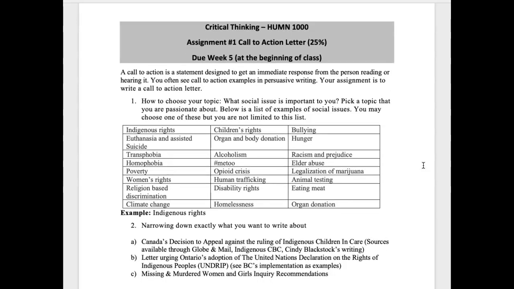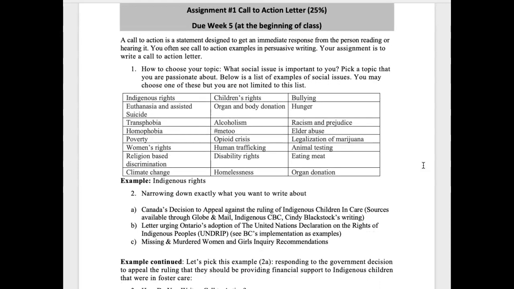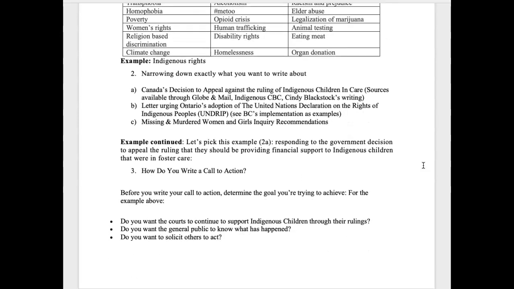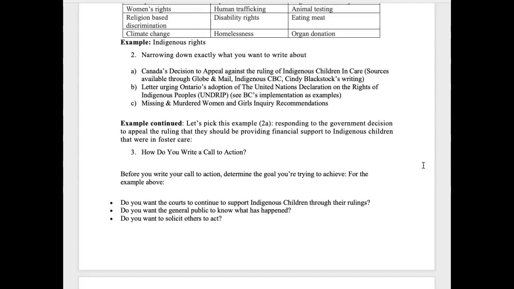Here are some examples here. So you're free to use any of these examples, or you can come up with your own. The example we're going to build on here is Indigenous rights. So the second step is to narrow down exactly what you want to write about, right? So if you say, okay, I'm going to take Indigenous rights as my topic, you have to narrow it down more. So in this example, they have narrowed it down to responding to the government decision to appeal a ruling that the government should be providing financial support to Indigenous children that were in foster care.